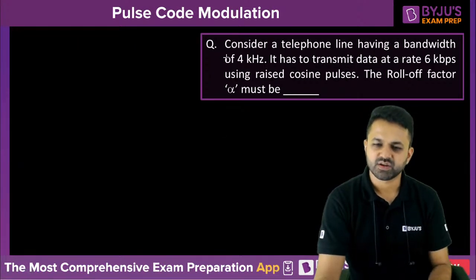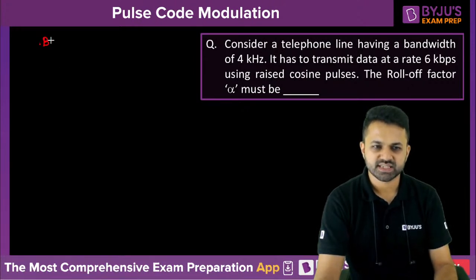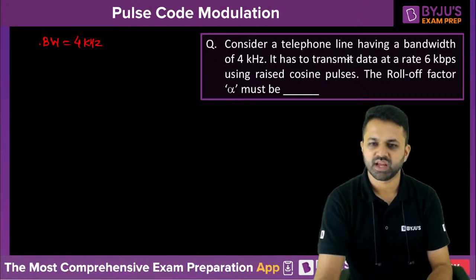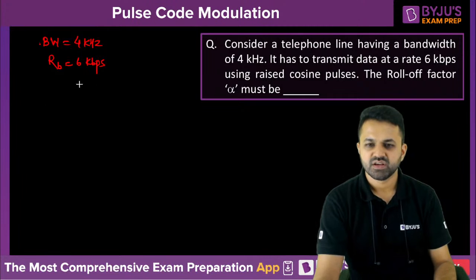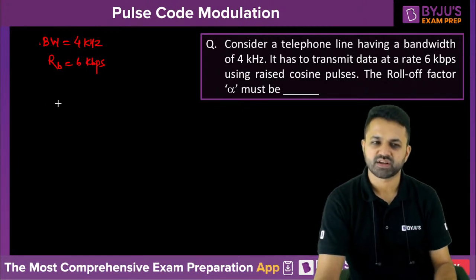Now coming to the second question. Consider a telephone line having a bandwidth of 4 kilohertz. The bandwidth of the channel is given as 4 kilohertz, because it is talking about the telephone line. It has to transmit data at a rate of 6 kbps. So the data rate is 6 kbps, using the raised cosine pulses. Using the raised cosine pulses, the roll-off factor is asked.